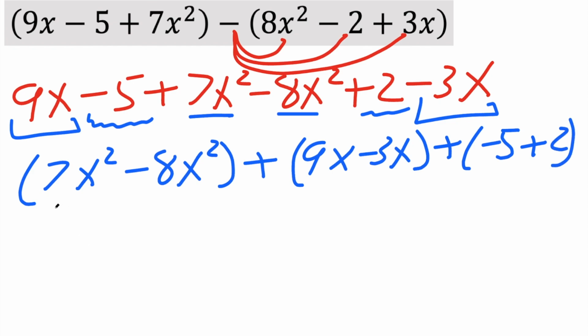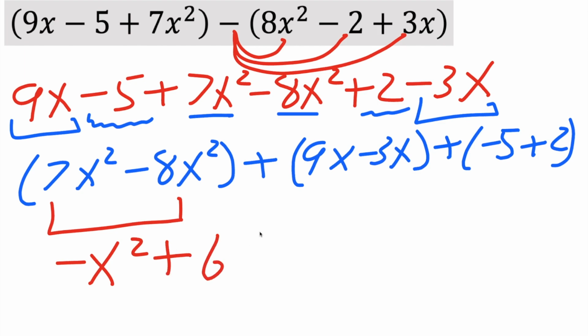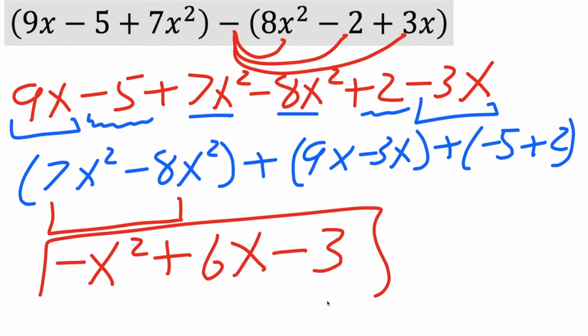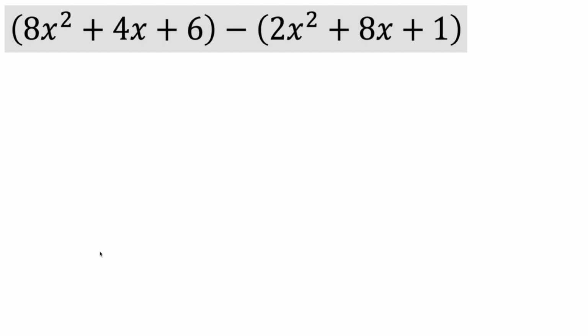So now we have to combine like terms. 7x squared minus 8x squared gives you a negative 1x squared. 9x minus 3x is positive 6x. And negative 5 plus 2 is negative 3. And this right here is our final answer. Okay, this is our last problem. Again, if you want to attempt it, feel free.